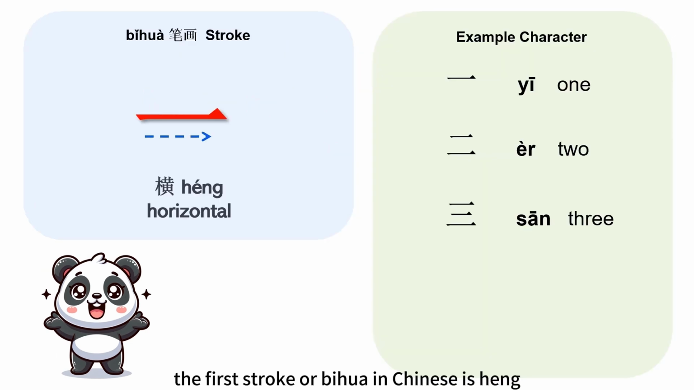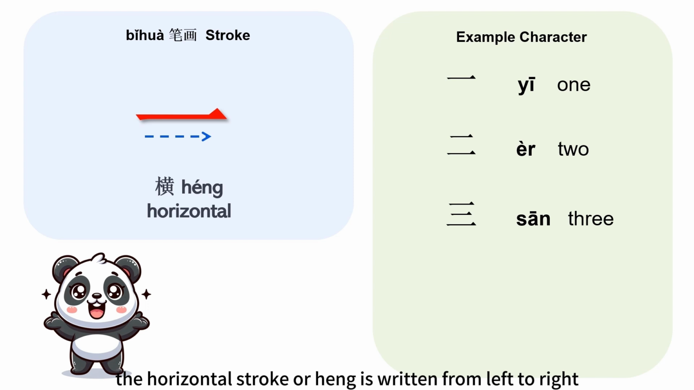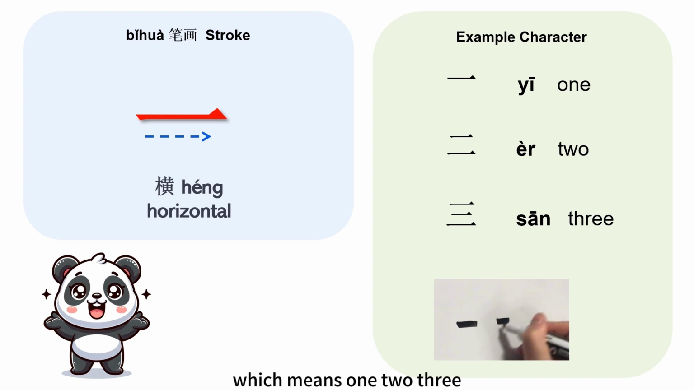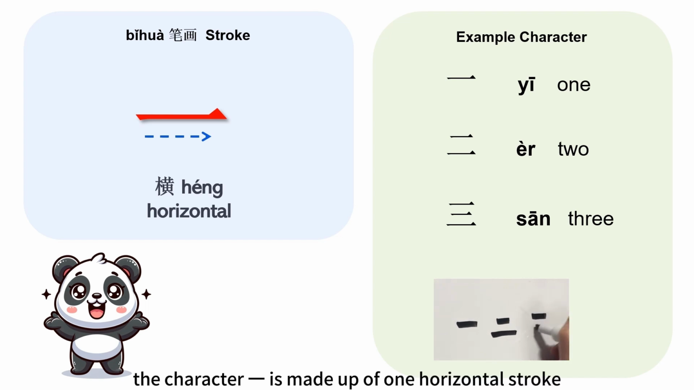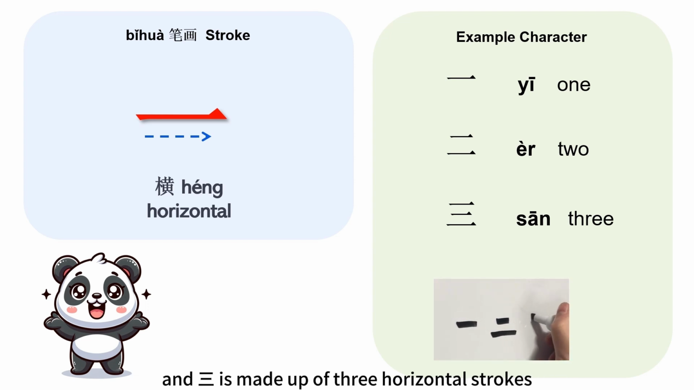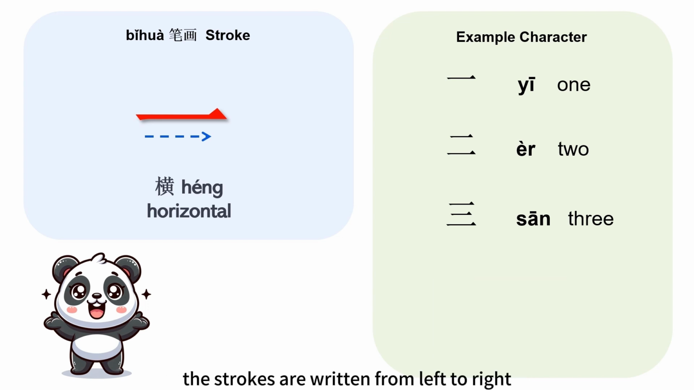The first stroke or 笔画 in Chinese is 横. 横 means horizontal. It's written as a horizontal line. The horizontal stroke or 横 is written from left to right. The example characters are 一, 二, 三, which means 1, 2, 3. The character 一 is made up of one horizontal stroke. The character 二 is made up of two horizontal strokes, and 三 is made up of three horizontal strokes. The strokes are written from left to right, top to bottom.